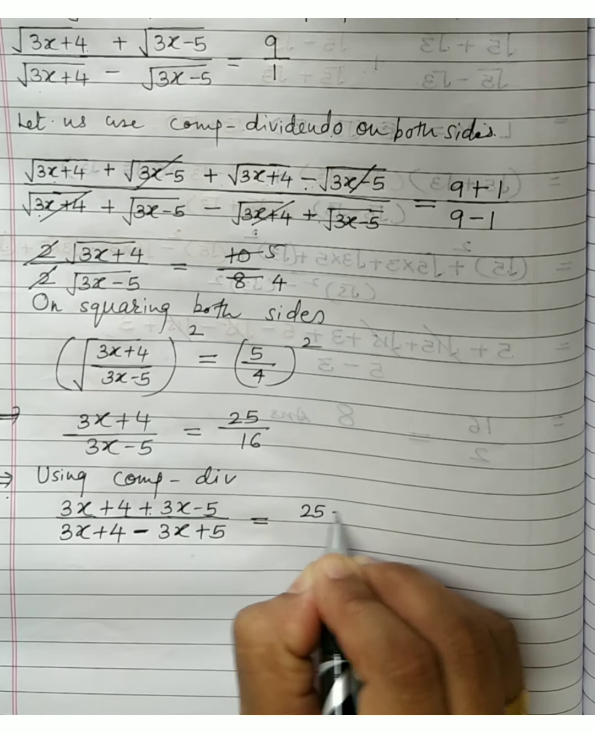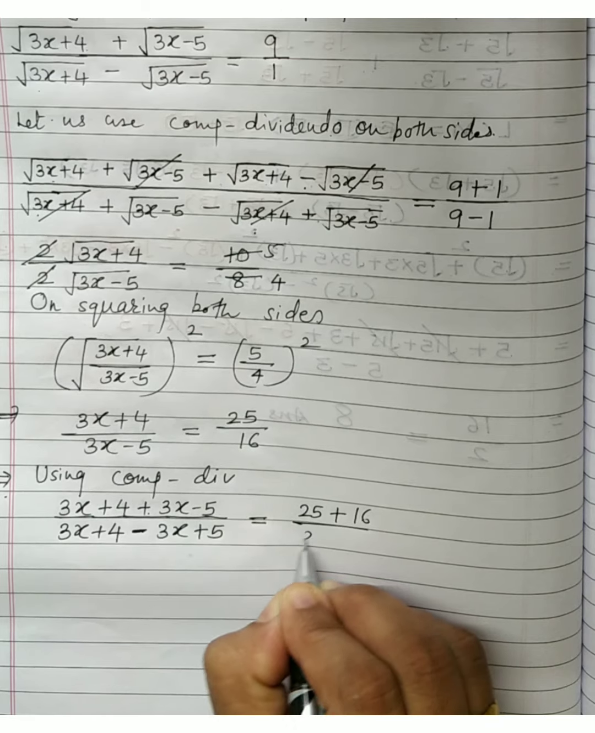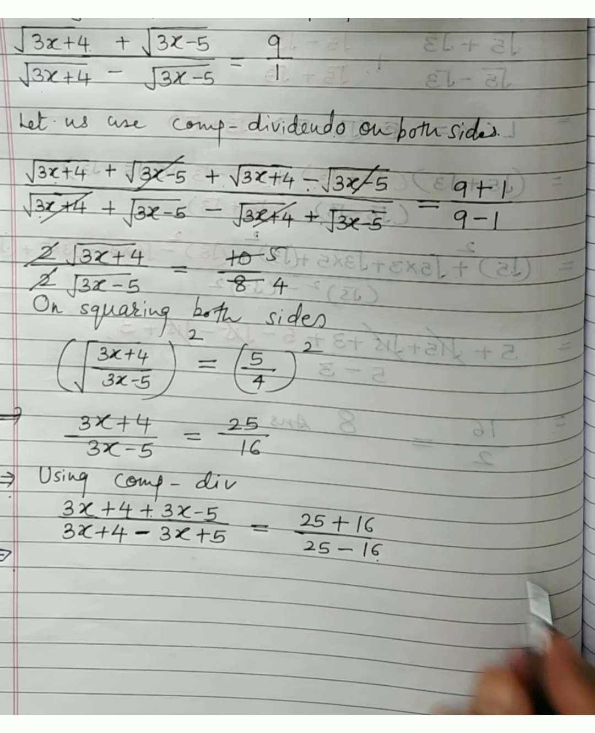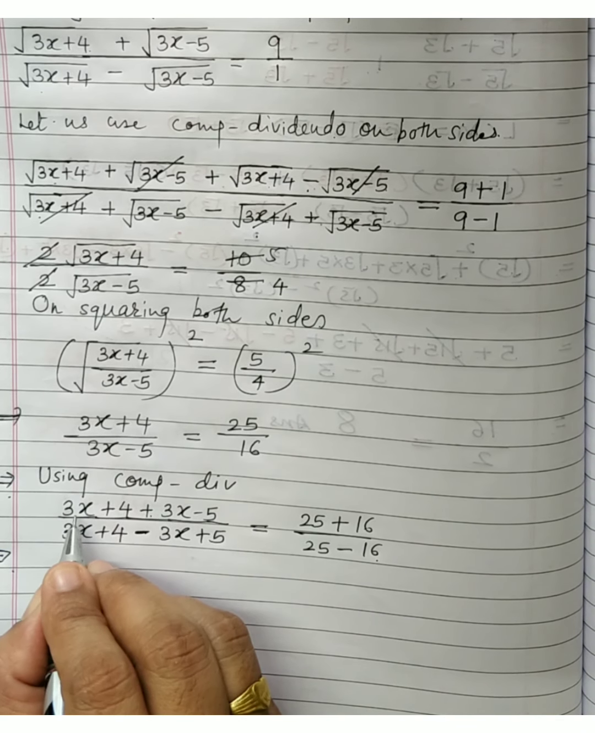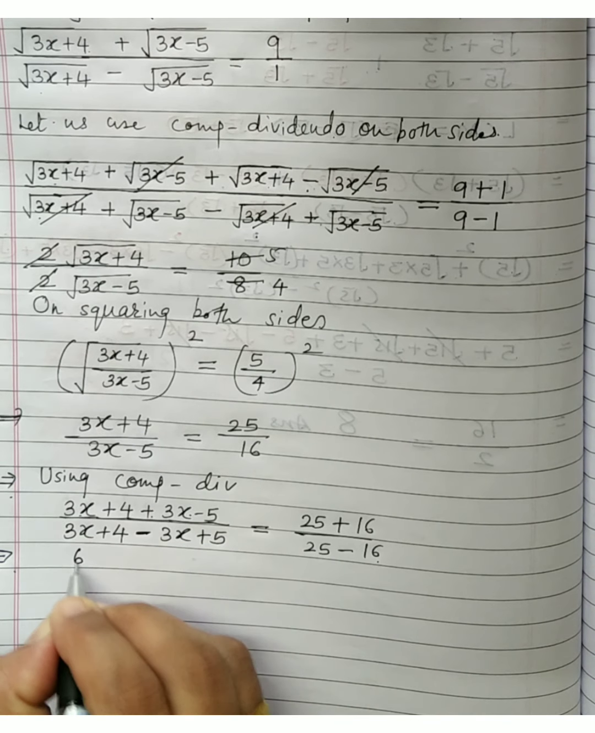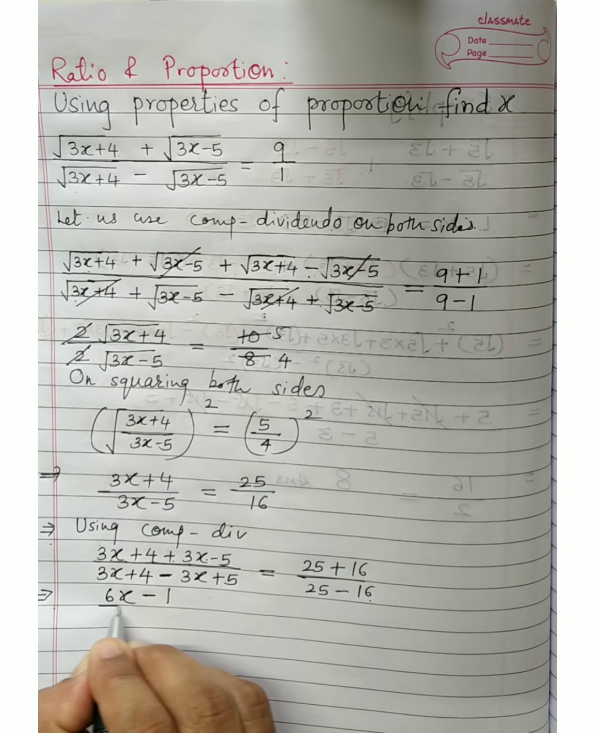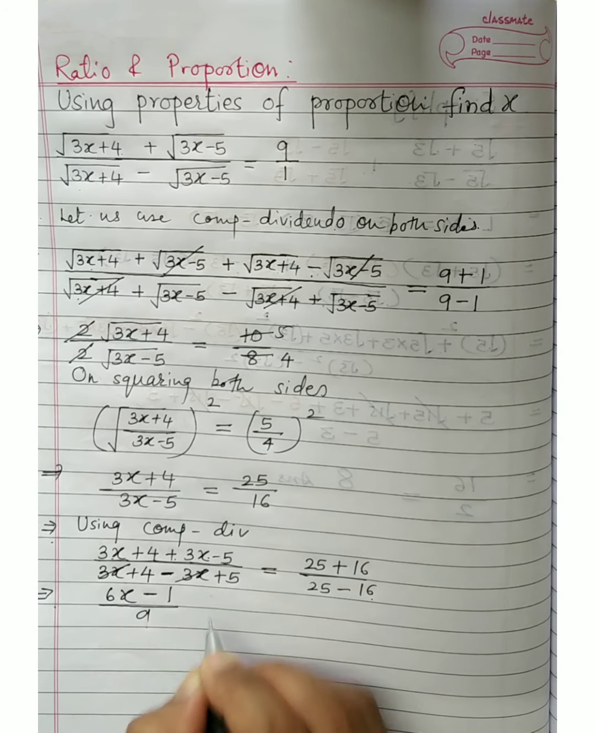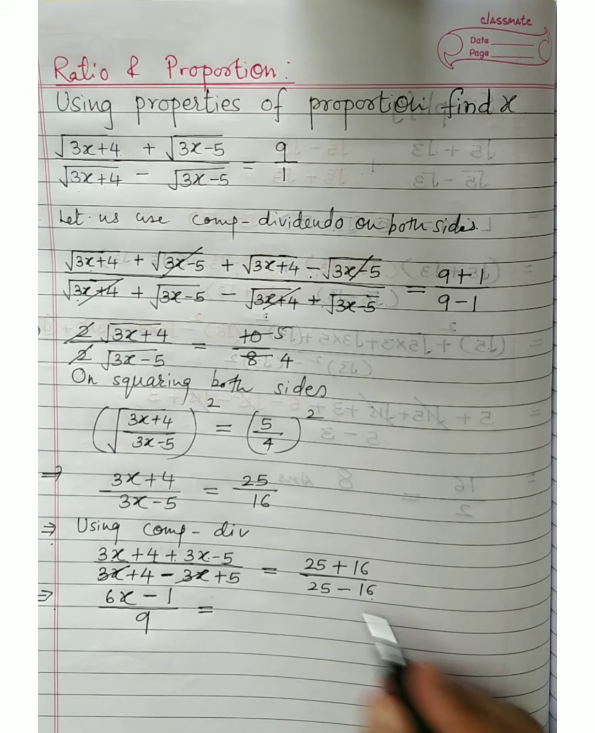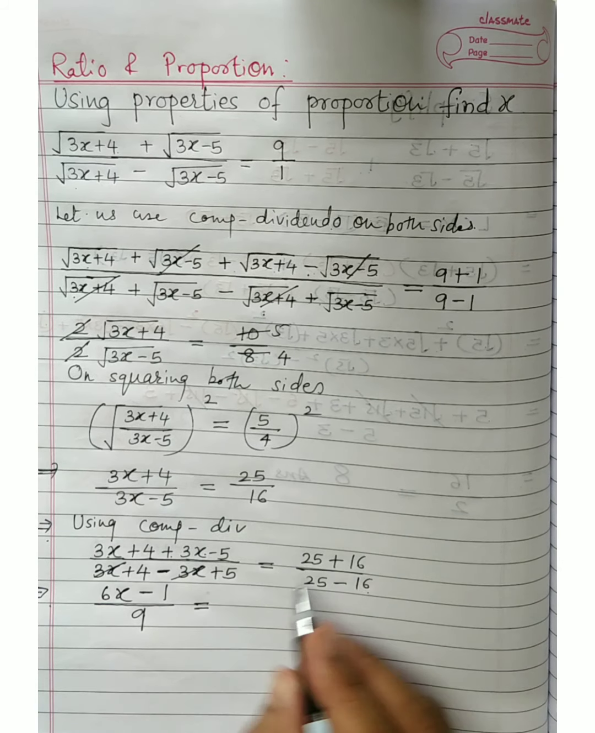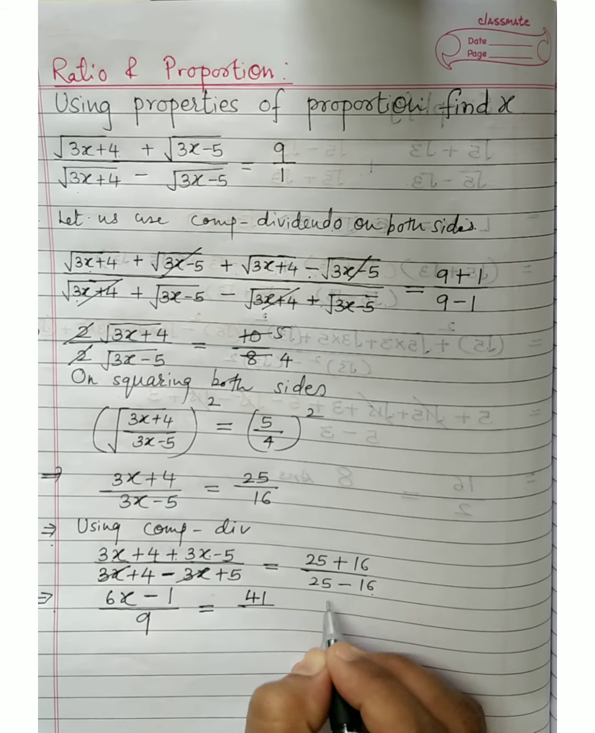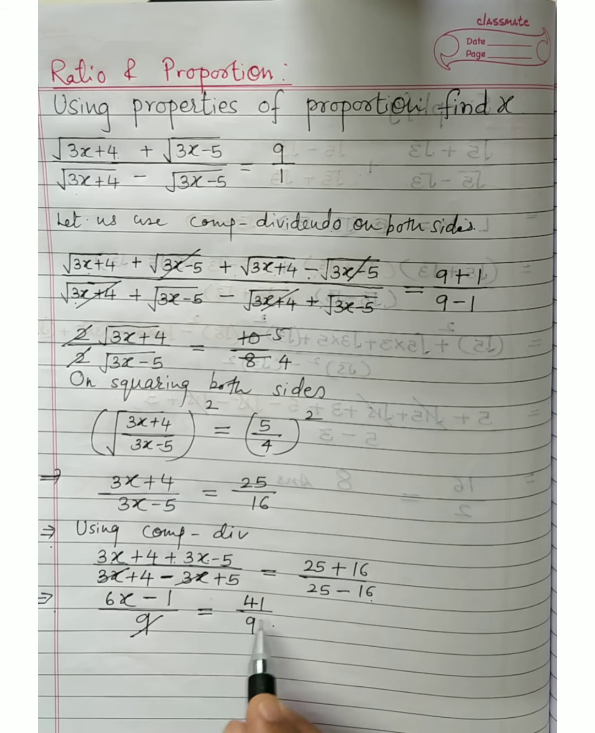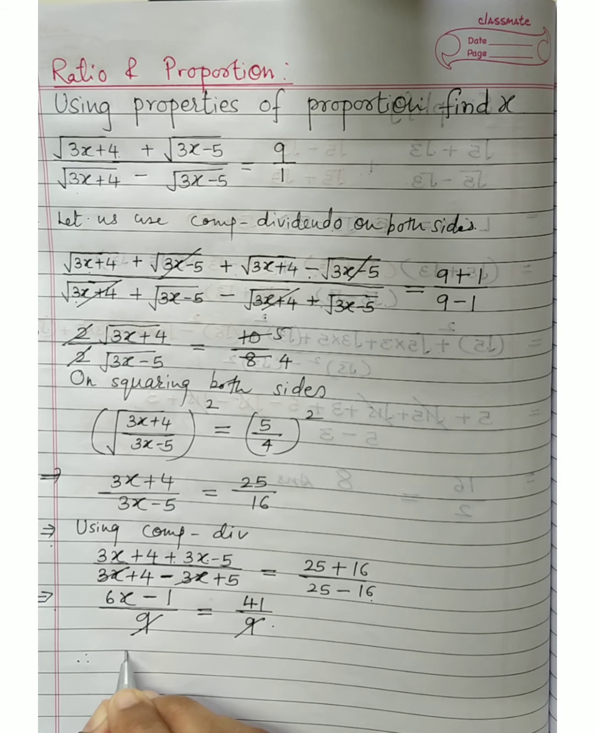Right hand side, what will it be? 25 plus 16 upon 25 minus 16. Okay. Then 3x plus 3x, what is the answer? 4 minus 5, minus 1. 6x minus 1. And here what's happening? 4 plus 5 is equal to what? 9. And more simplified, it is equals 25 plus 16, 41. And 25 minus 16 is what? 9. So again both denominators are getting divided by 9. 9 can be cancelled.